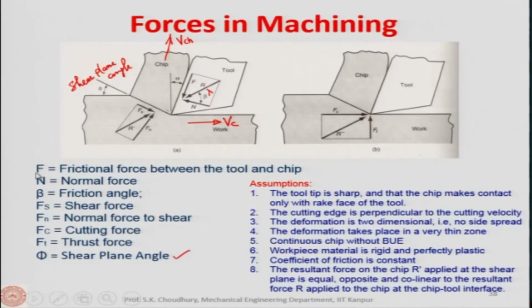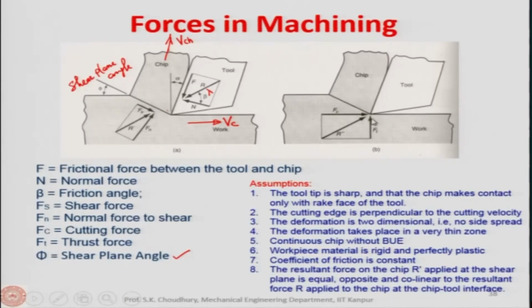Once again the nomenclature: this is the friction force between the tool and the chip, N is the normal force, this is the friction angle we are taking as beta, Fs is the shear force. So, this R prime we are resolving into two components, Fs, which is parallel to the shear plane, the shear force, and perpendicular to the shear plane is Fn, the normal force to shear. Cutting force is Fc and Ft, shown here.